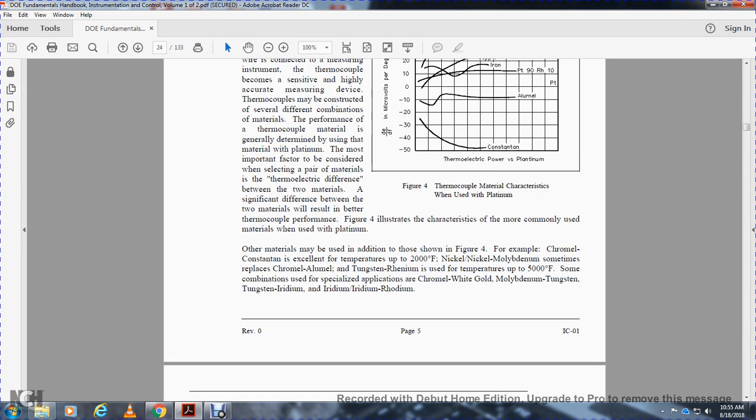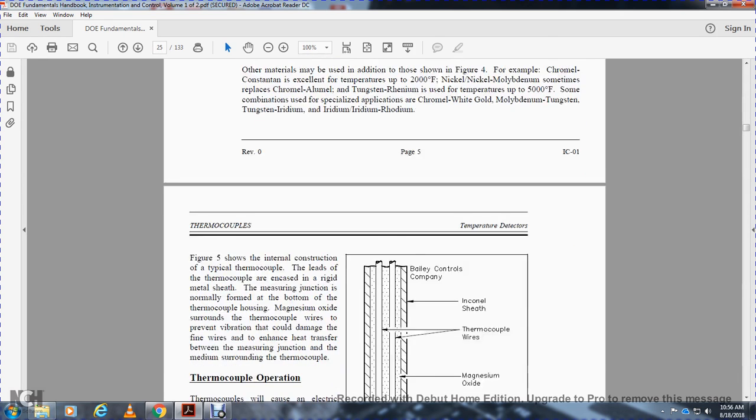Other materials may be used in addition to those shown in figure 4, but for example, chromium-constantan is excellent for temperatures up to 2000 degrees Fahrenheit. Nickel-aluminum is sometimes replaced with chromium-alumel. Tungsten-rhenium is used at temperatures of 5,000 degrees. Some combinations for specialized applications are chromium-gold, platinum-molybdenum, tungsten, and tungsten with iridium-rhodium.